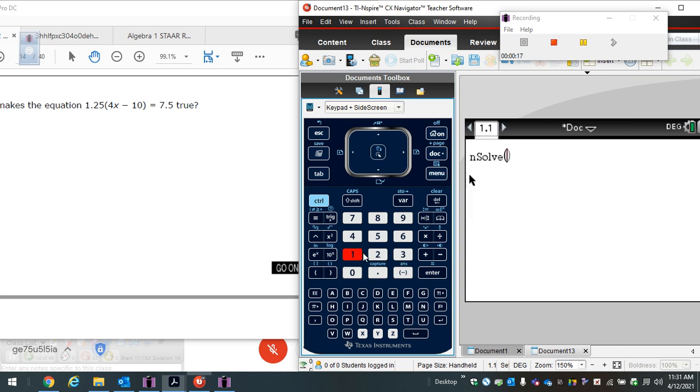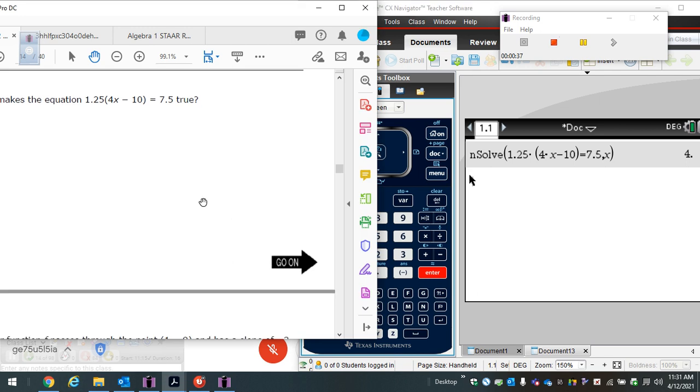3, 1.25, parentheses, 4x minus 10, equals 7.5, comma, x, 4.